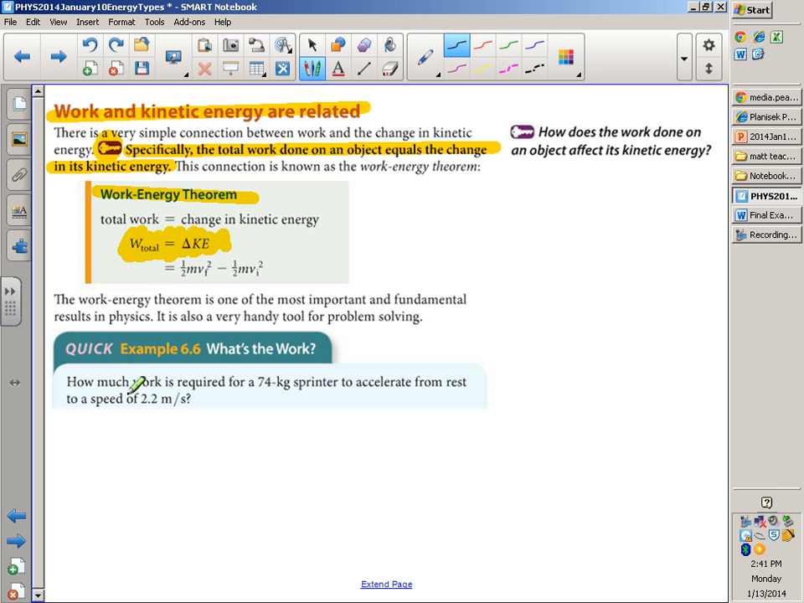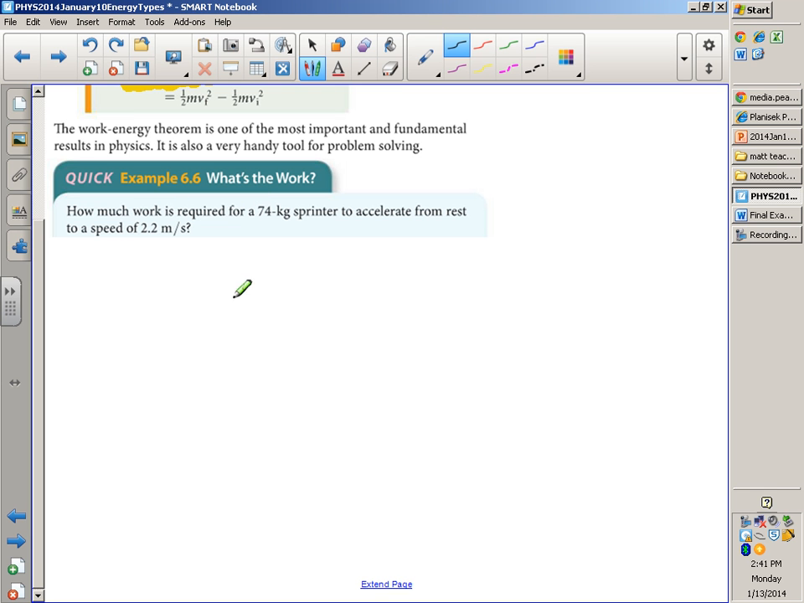If we look at this quick example that shows up underneath, it says, how much work is required for a 74 kilogram sprinter to accelerate from rest to a speed of 2.2? First, how much work? So this question is asking us to solve for work. Now, in an earlier part of this chapter, in section 1, in order to calculate the amount of work, we needed to know what? Force and distance. But if you look at this problem, does it tell you anything about the force or the distance? It doesn't.